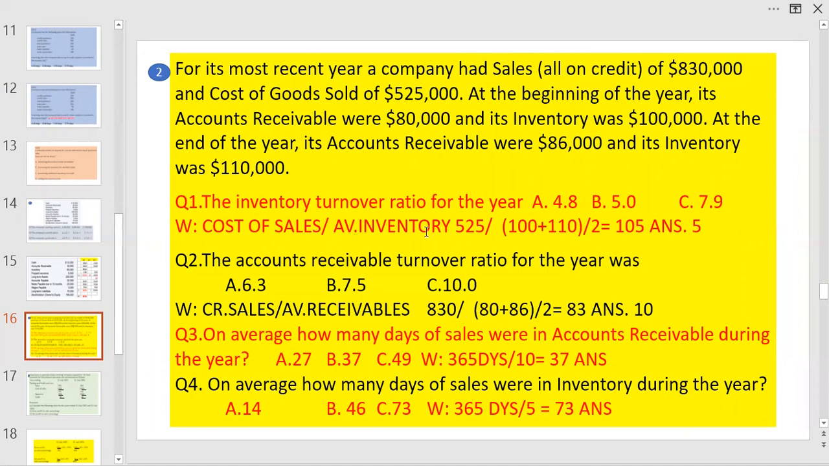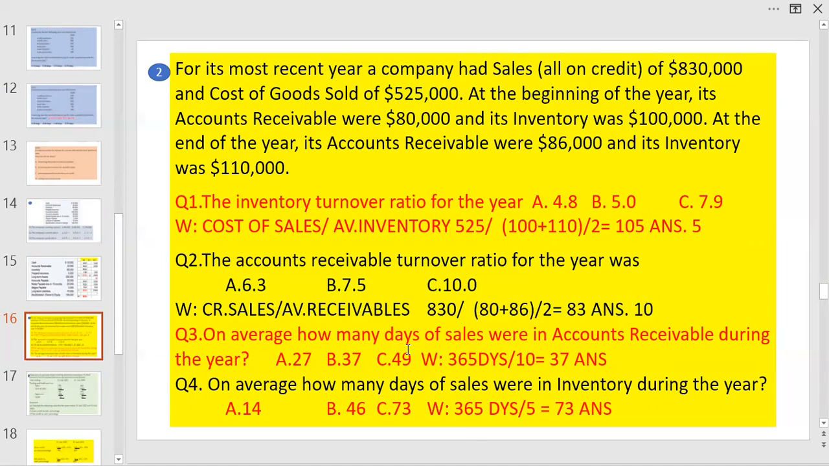3 options are given. Formula is cost of sales divided by average inventory, that is 525 cost of sales divided by 100 plus 110 divided by 2, which is 105. Therefore, the answer is 5, B. The second question is the accounts receivable turnover ratio for the year. 3 options are given. Formula is credit sales divided by average receivables, that is 830 divided by 80 plus 86 divided by 2, which is 83. Therefore, the answer is 10.